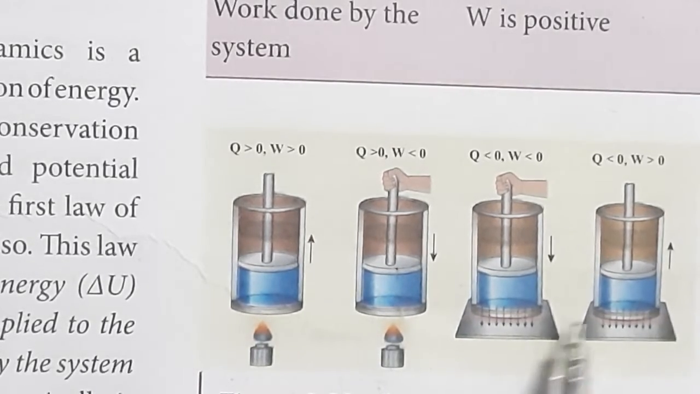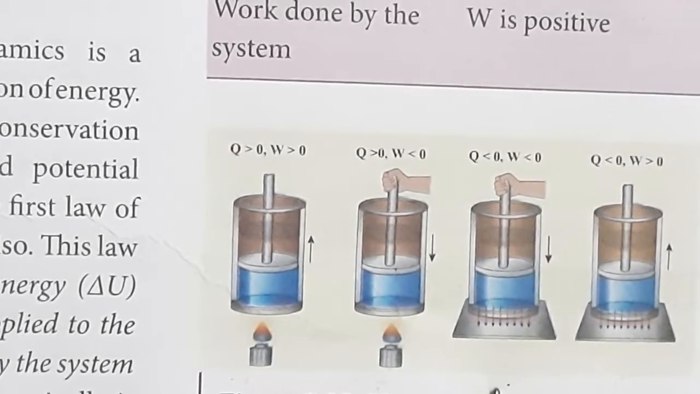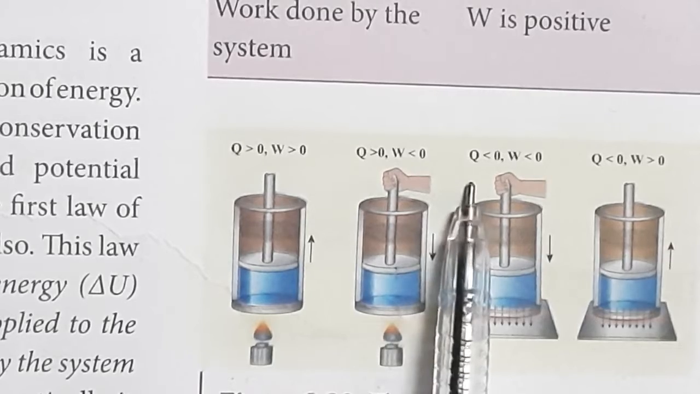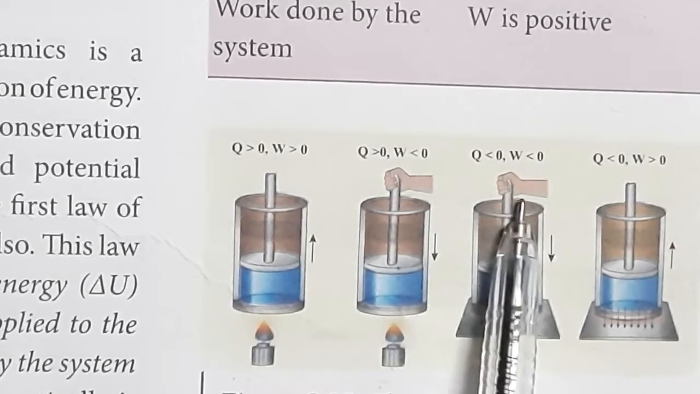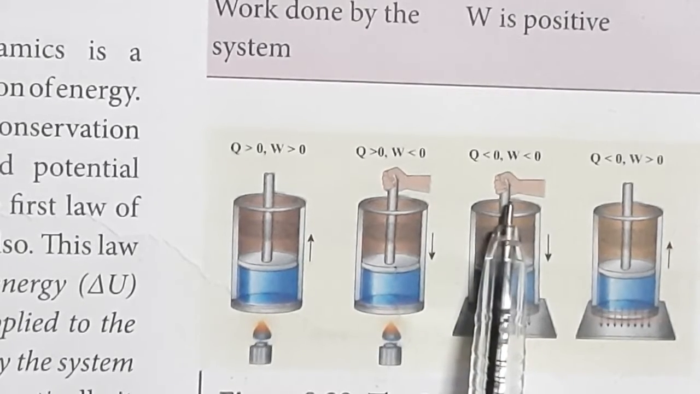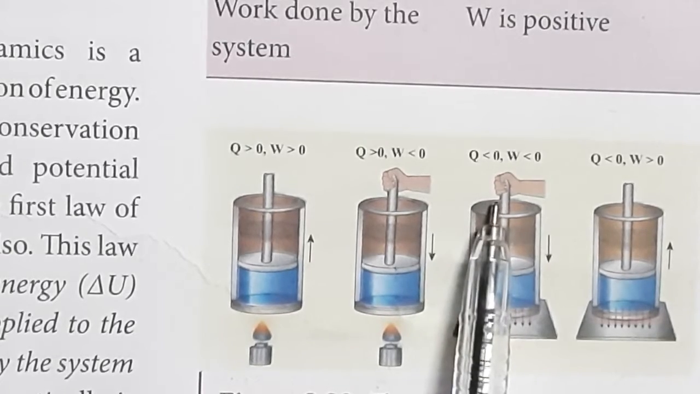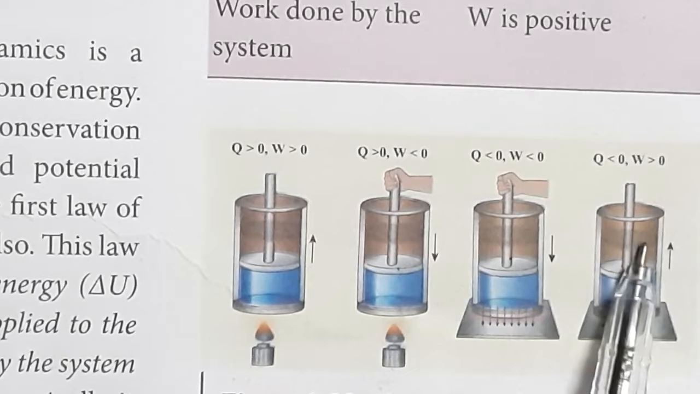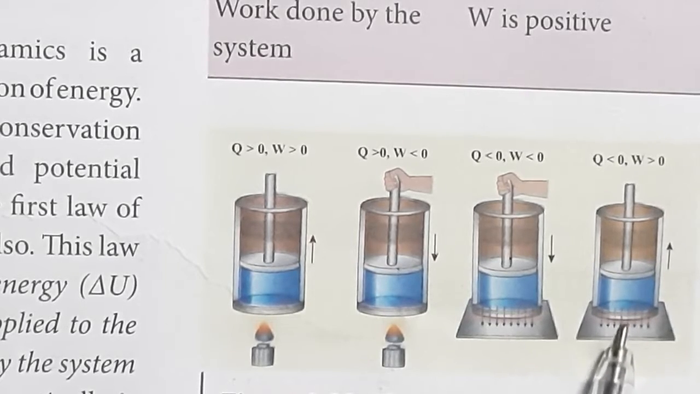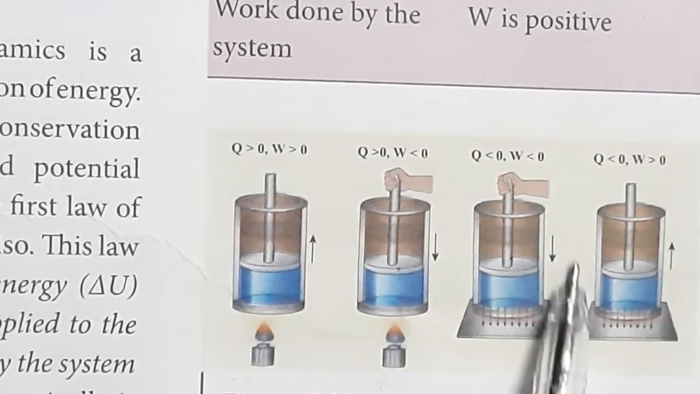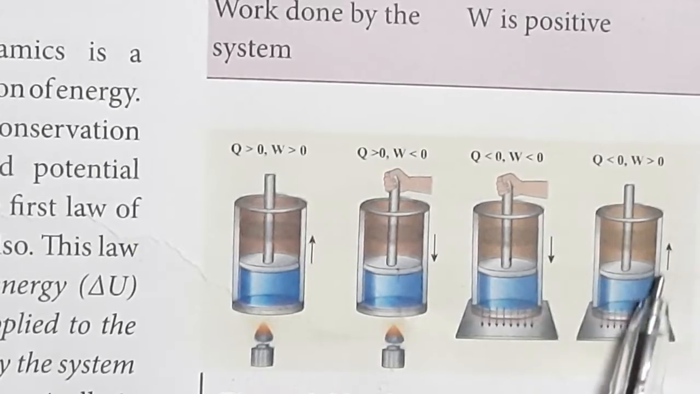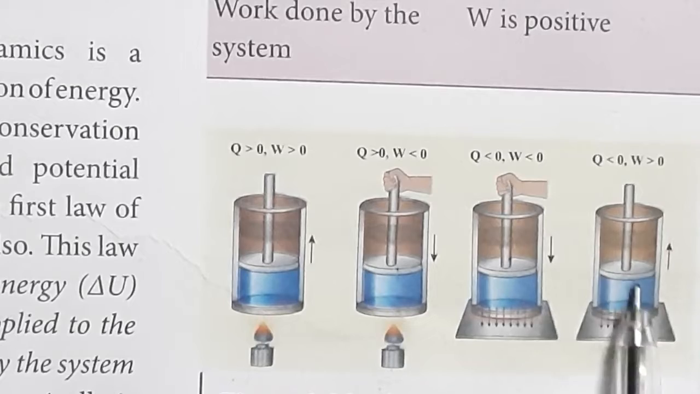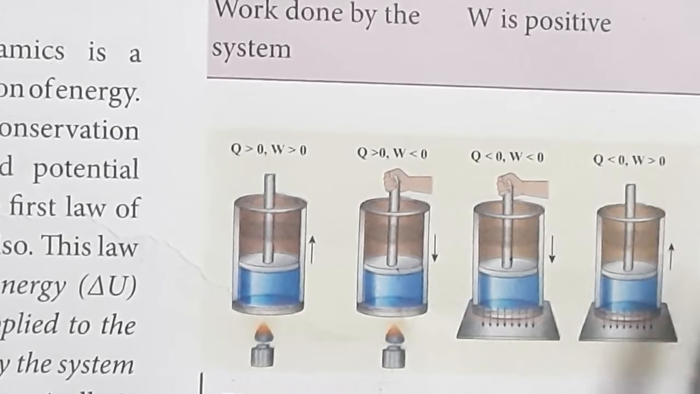In these two cases, the system loses heat, that's why there's an arrow mark here. The system loses heat, so Q is less than 0, and work is done on the system, so W is less than 0. Here, the system loses heat, so Q is negative, and work is done by the system. There is no hand here. So work done is positive.